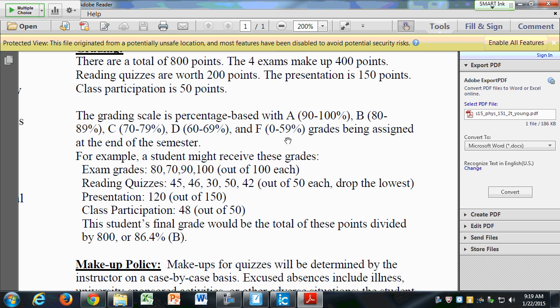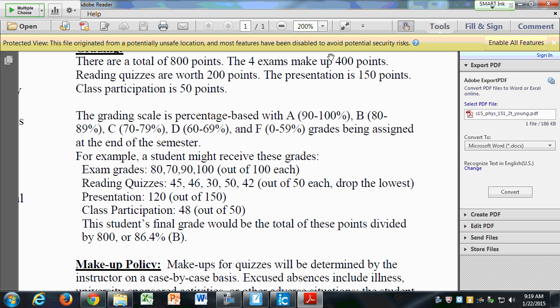All right, so that gives us 800 points total. You have 400 points on the exams. 200 points are reading quizzes. Remember we said we had 5 reading quizzes. We dropped the lowest one, and they're each worth 50 points. So that's 200 points. And the presentation is worth 150 points, and the class participation is 50 points.